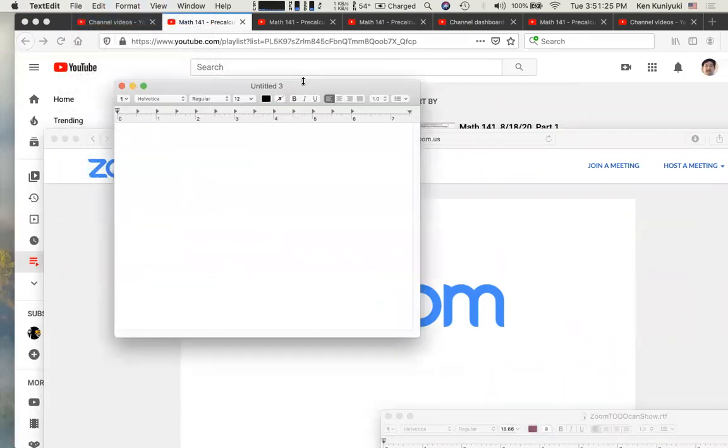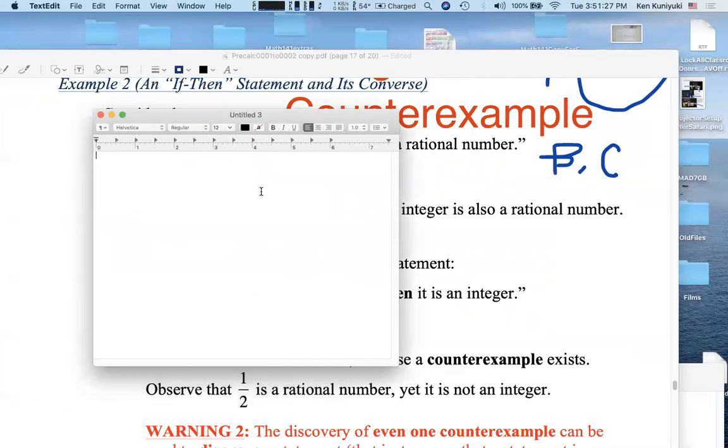Go to here. Consider this. A Jerry Springer example, if you remember him. If Pat is a daddy, then Pat is a man. That might be a bit un-PC, but let's accept that. If Pat is a daddy, then Pat is a man. Let's say that's true. What would the converse say?